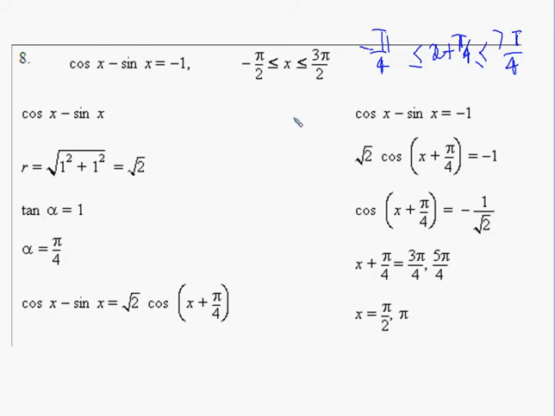In question 8, similarly, this time a little bit different because x is between minus pi on 2 and 3 pi on 2. So again, we'll manipulate it, cos x minus sin x, get our r of root 2. Inverse tan of pi on 4 gives us root 2 cos of x plus pi on 4. So I know that is the manipulation I want to get down to. Do the substitution, and cos of x plus pi on 4 is minus 1 on root 2. So again, if I've got x between those two values, x plus pi on 4 will be between minus pi on 4 and 7 pi on 4.